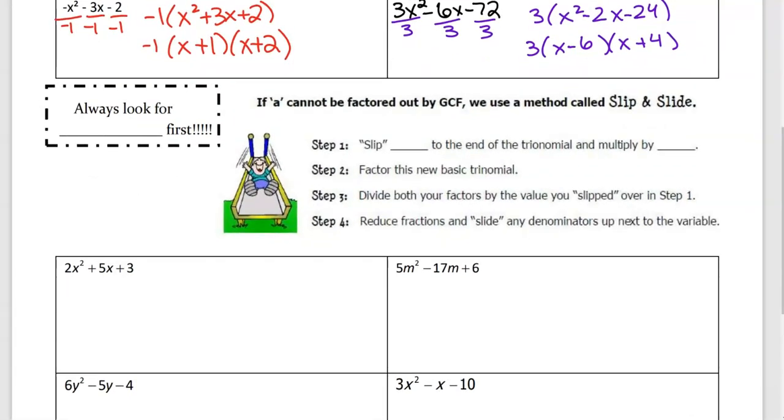Some teachers do guess and check. Some teachers do like a box method. Lots of different ways to do this. I personally like slip and slide. So I'm going to show you my way.